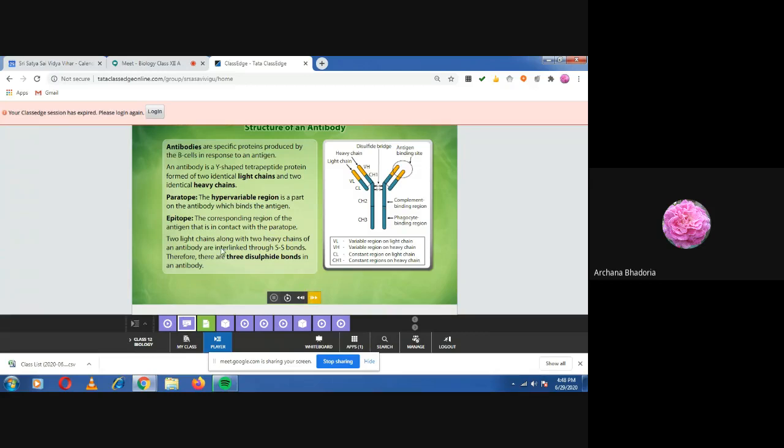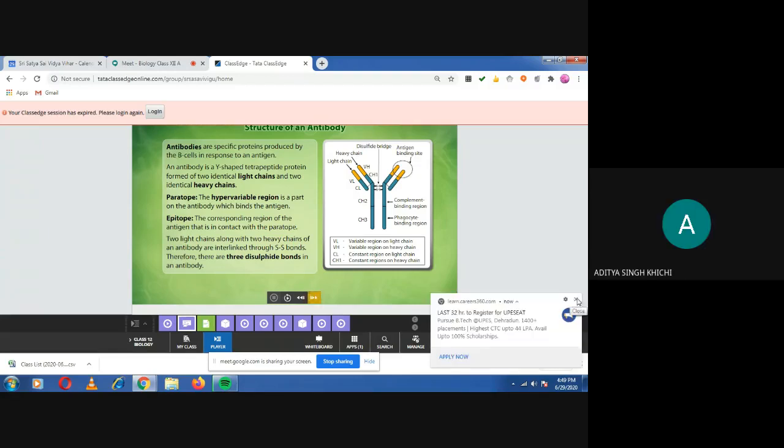So two light chains along with two heavy chains of the antibody are interlinked. So what is the connection between them? They are joined, they are interlinked through the disulfide bonds. Therefore, how many disulfide bonds are there? There are 3 disulfide bonds in an antibody. Did you understand, Tika? Yes, ma'am. Okay.